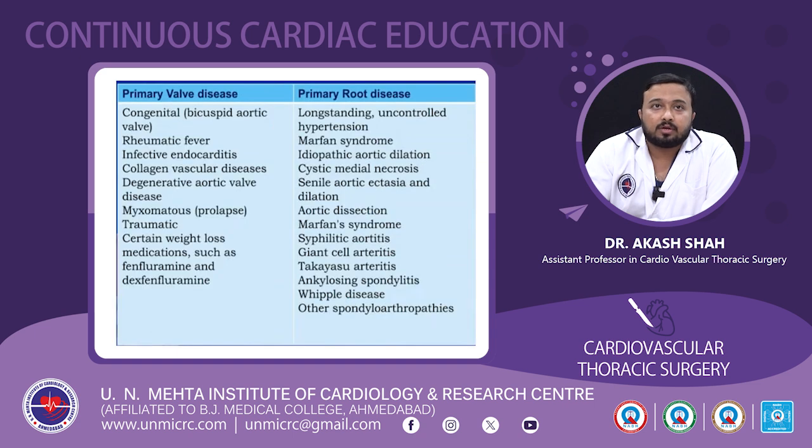Now, aortic regurgitation can be due to primary valve disease. The causes include congenital conditions like bicuspid aortic valve, rheumatic fever, infective endocarditis, collagen vascular disease, degenerative aortic valve disease, or myxomatous conditions, traumatic conditions, or certain weight loss medications such as fenfluramine or dexfenfluramine.